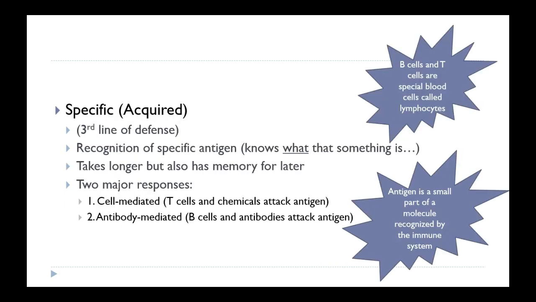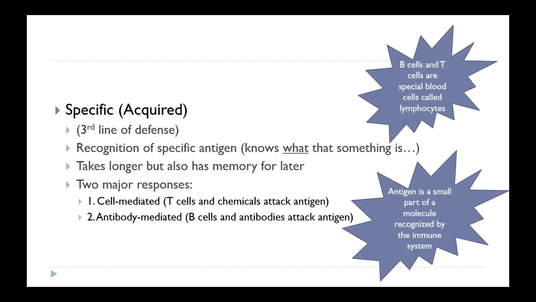So specific defense is acquired. There's a lot of different terminology you'll see, so I try to put up here as many as I can. But basically, sometimes it's called the third line of defense. And so if the first and the second have failed, then the third may have to take hold.